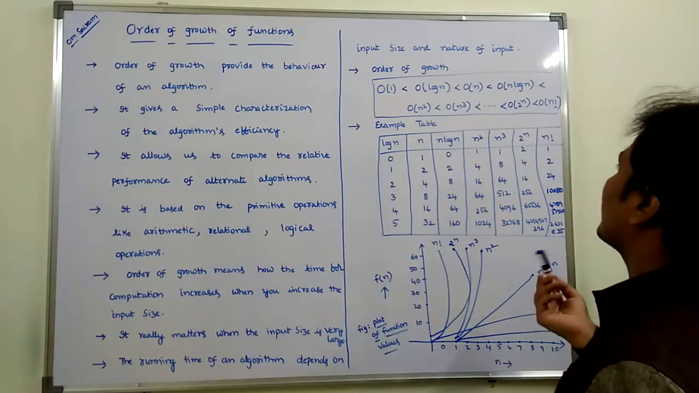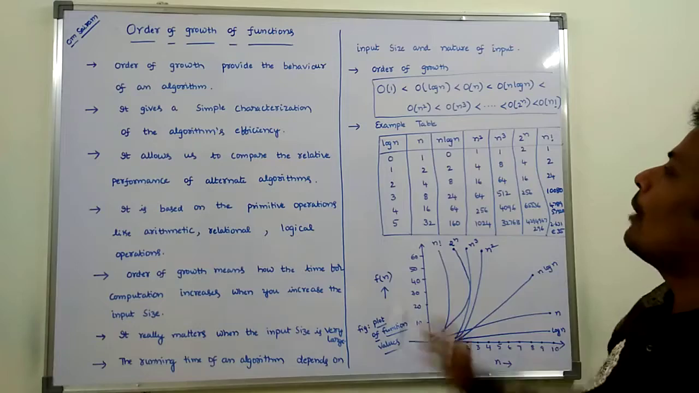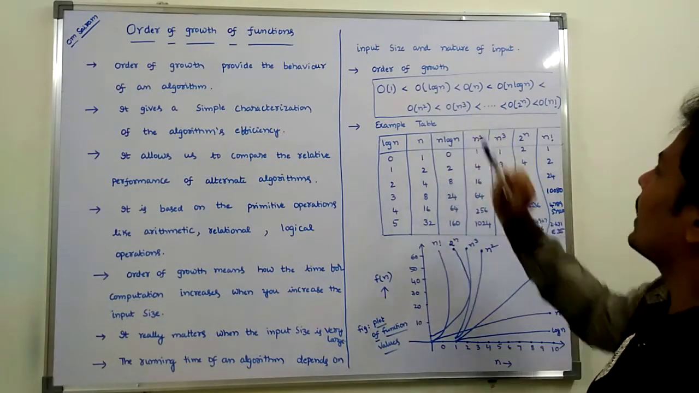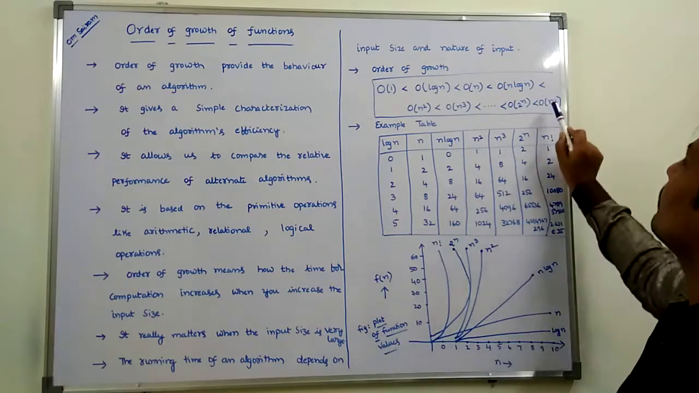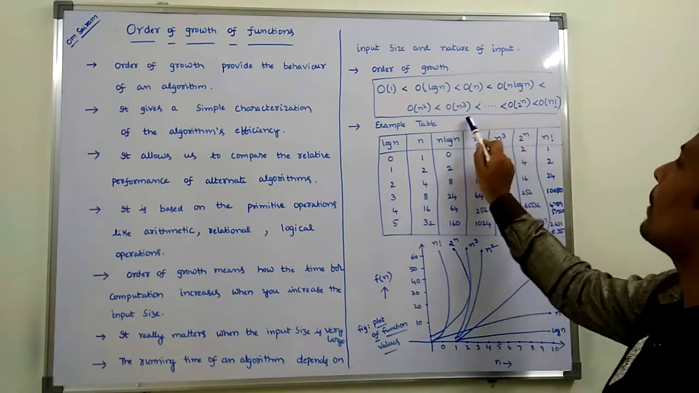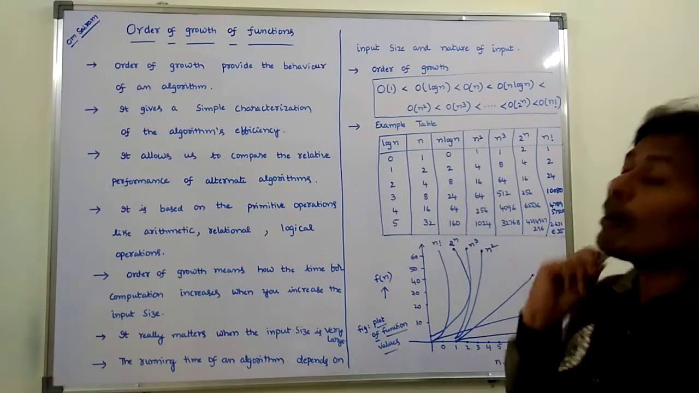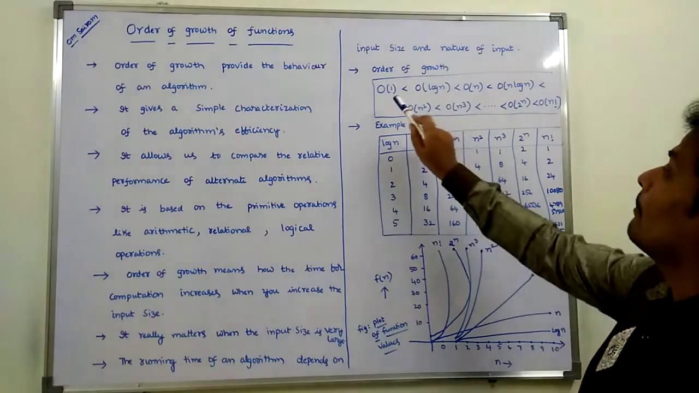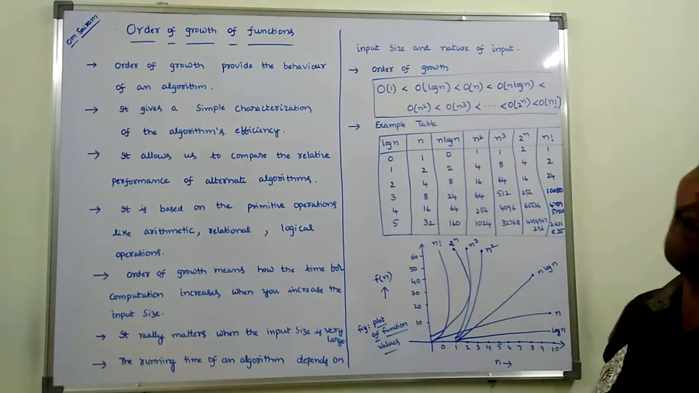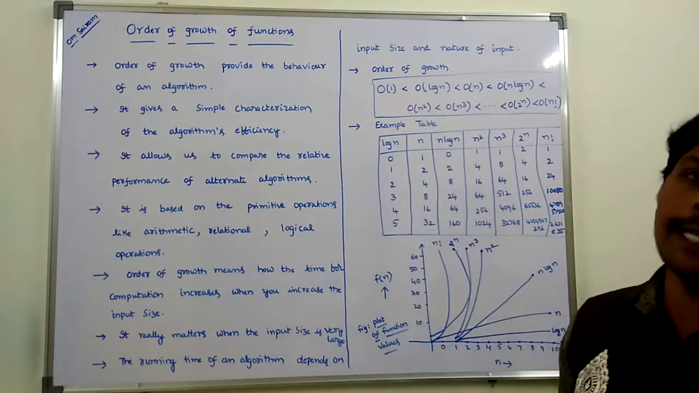Okay. Now consider big O of n square. What are the upper bounds for big O of n square? Big O of n cube, big O of 2 power n, big O of n factorial. These are all called upper bounds for big O of n square. What are the lower bounds for big O of n square? Big O of 1, big O of log n, big O of n, big O of n log n are the lower bounds for big O of n square.